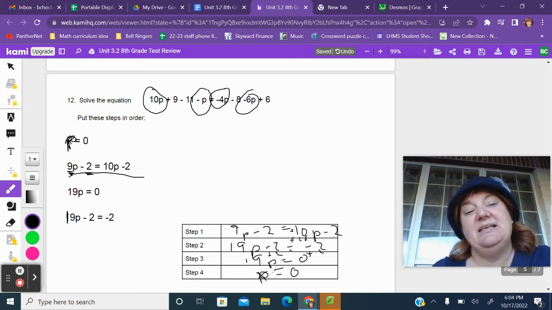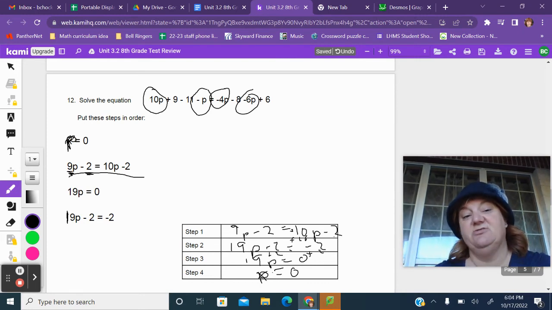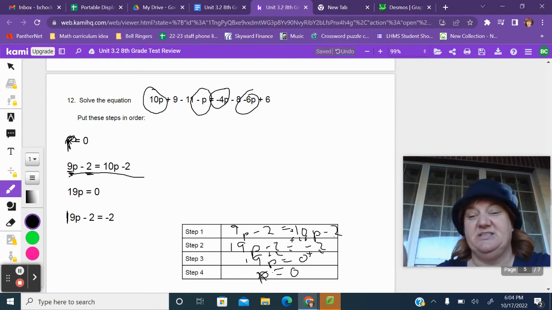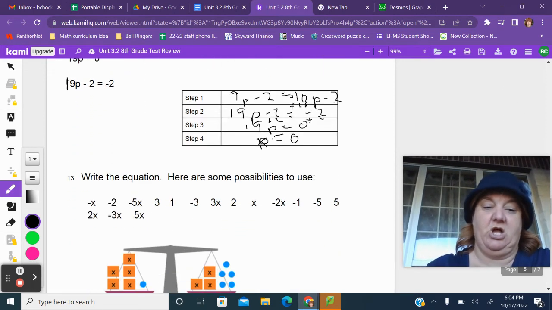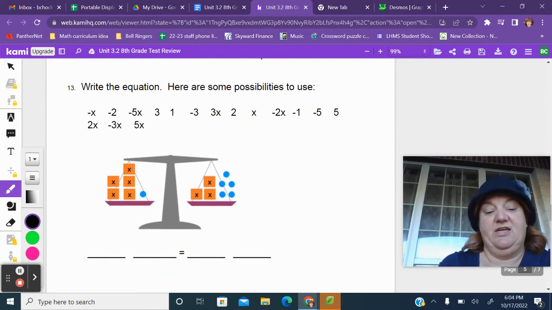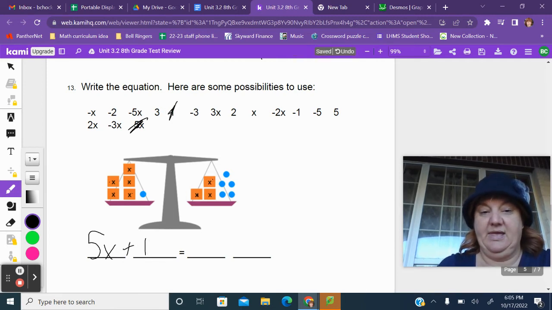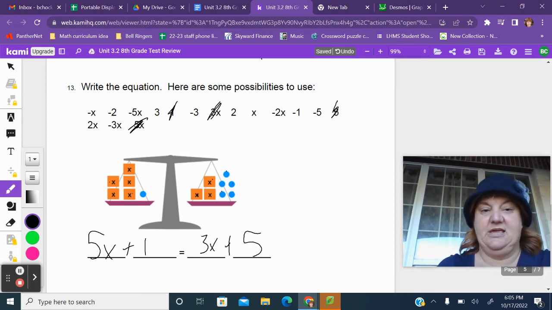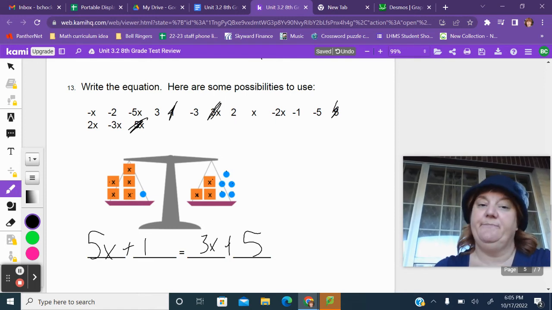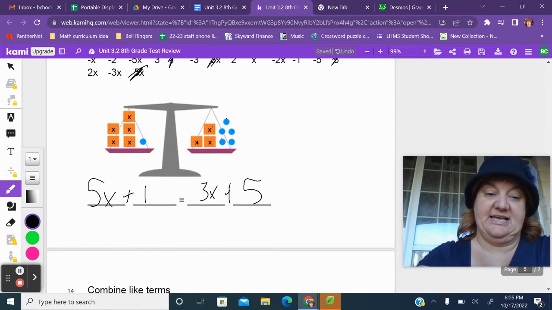But there it is. Plus, this gives you the gist of there's a question on the test where you have to put the steps in order. Okay? Okay, good talk. This is just writing the equation. 5x plus 1 equals 3x plus 5. And on the test, it's a drag and drop. You just drag this here, drag this here, drag this here. Anyways, I was trying to simulate the test for you.